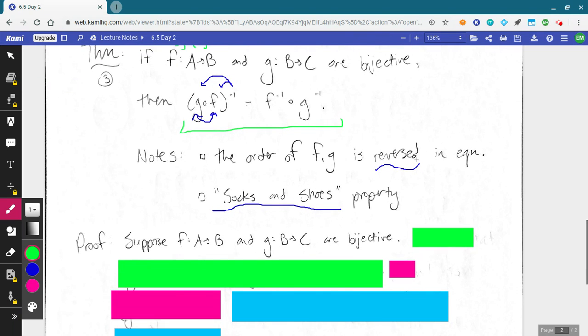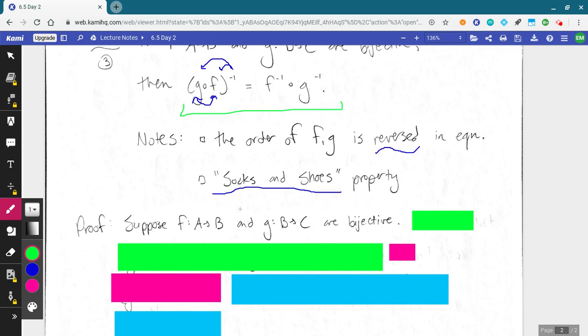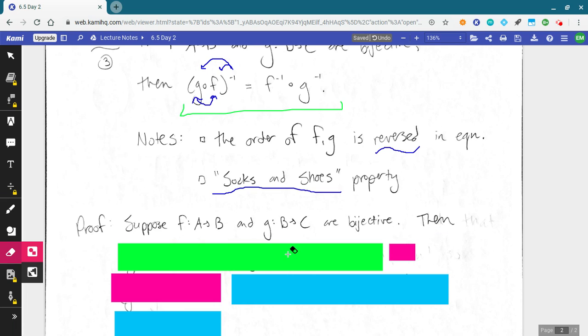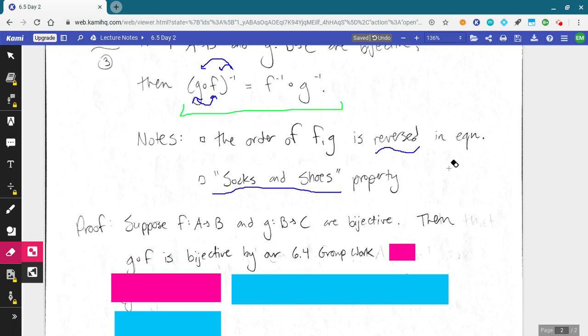To start, though, let's make the observation that we made before: if F and G are both bijective, then their composition, G composed F, is going to be bijective, by our 6.4 group work. And if that's true, then the composition has an inverse function, mapping the other direction. G composed F inverse is going to map from C to A.